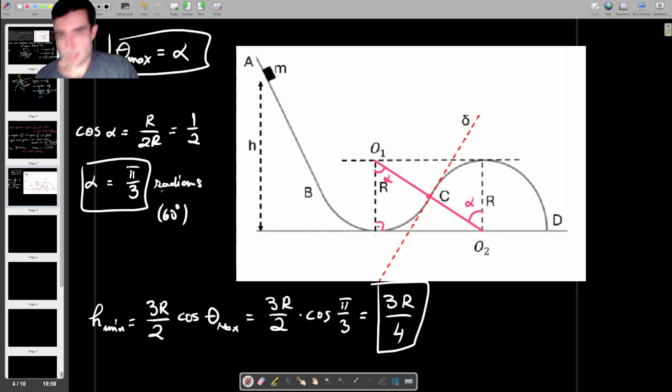Yeah, and that's part A. So if we drop this object from a height which is equal to 3r over 4, so this is r, basically, this height here is r. So if we drop it from 75% of r, right, so where would that be?